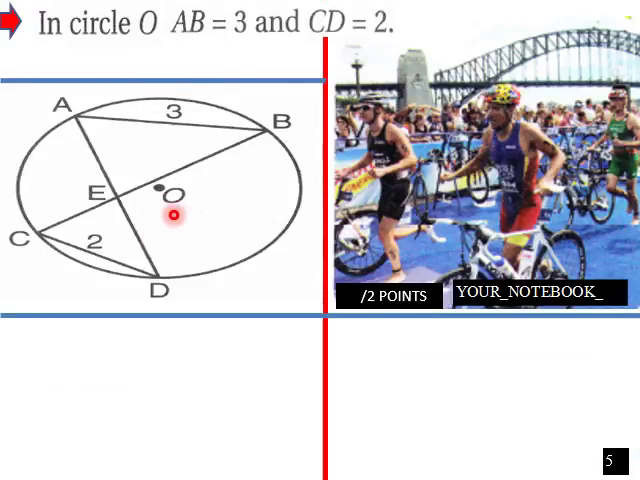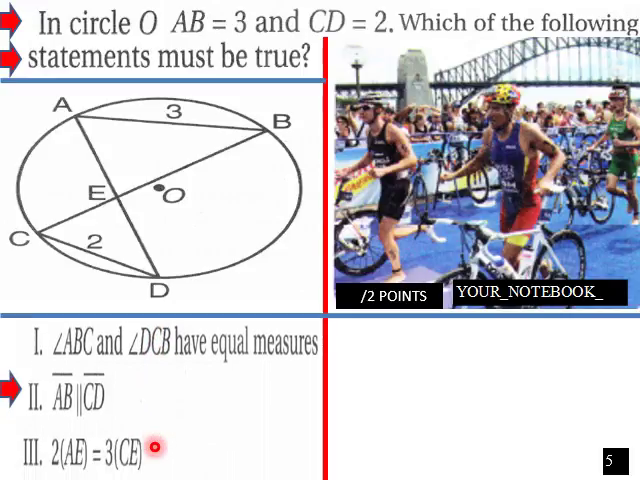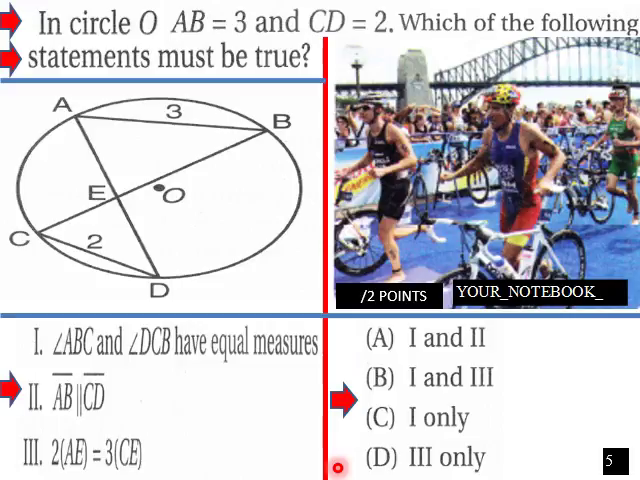So in circle O, AB equals 3 and CD equals 2. Which of the following statements must be true? 1, 2, and 3. It would be 1 and 2, 1 and 3, 1 only, 3 only.